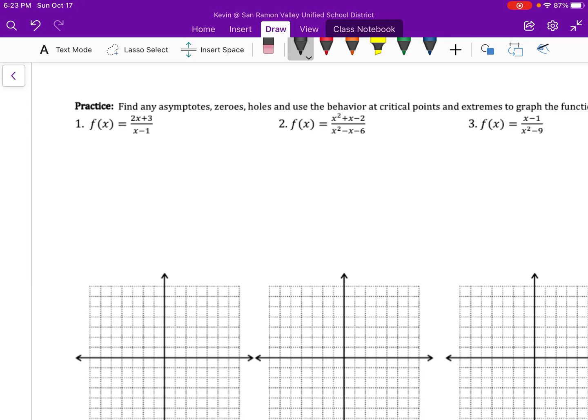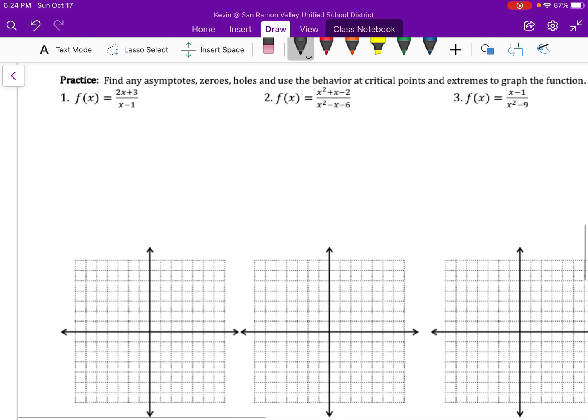All right, so this is chapter 2.6, video number 3. Again, trying to find the asymptote, zeros, holes, all the different critical points, and then graphing these equations.